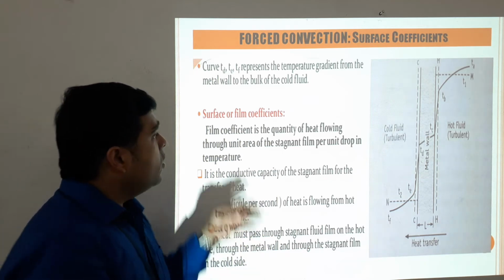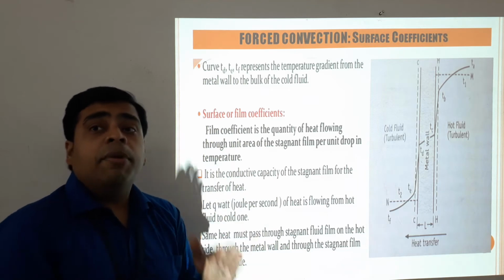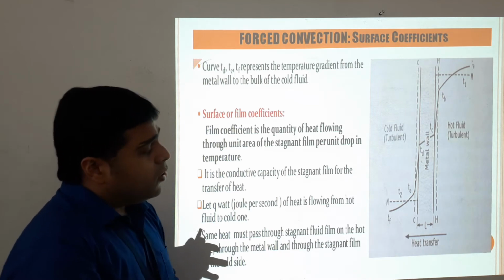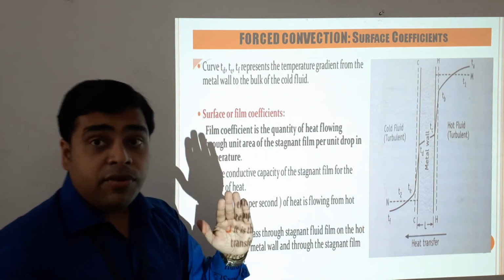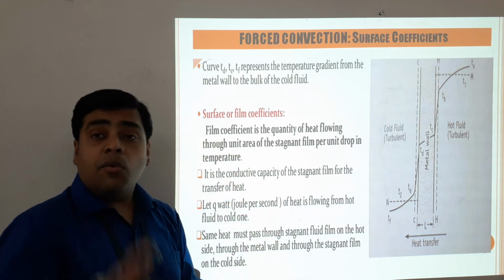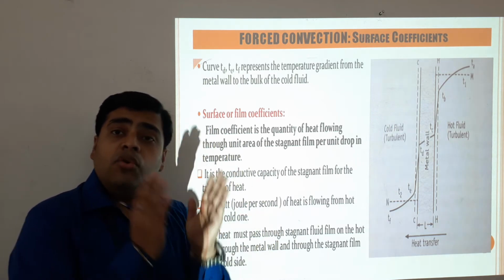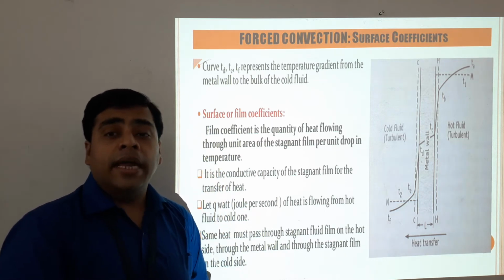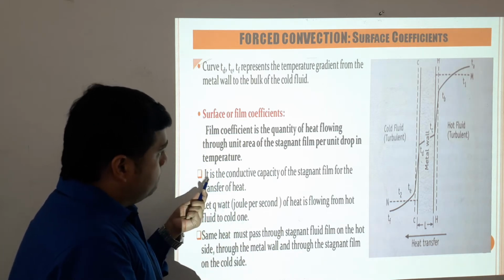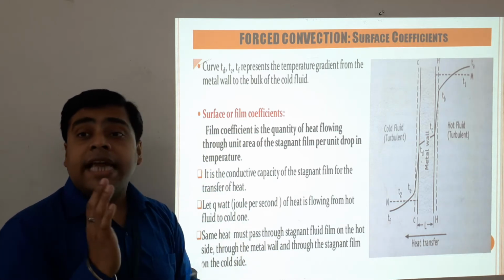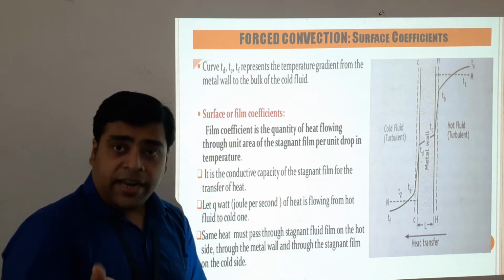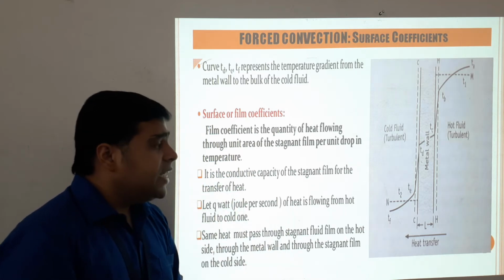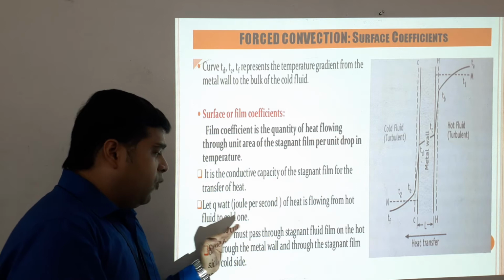Now come to the surface or film coefficient, because in forced convection we have to quantify the value of the surface coefficients as well. So heat transfer is occurring definitely, and that's why we are studying. The film coefficient is the quantity of heat flowing through unit area of the stagnant film per unit drop in temperature. It is the conductive capacity of the stagnant film for the transfer of heat which is required.